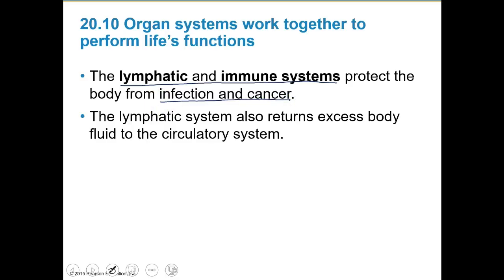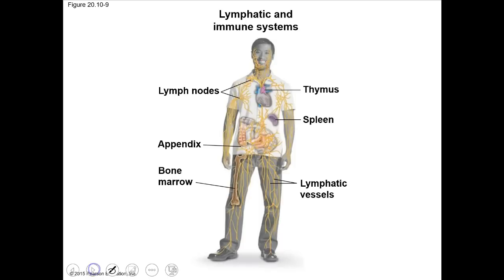and cancer? The lymphatic system also returns excess body fluid to the circulatory system, so that way we can get water back to the body. Okay. So this includes lymph nodes and spleen and all that kind of stuff. Even your appendix was part of it. Okay. Oh, there we go.